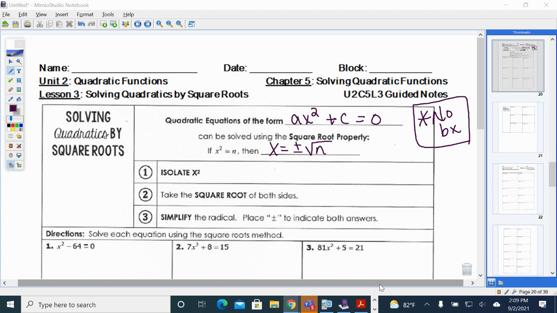ax squared plus c is equal to 0 can be solved using the square root property. And the square root property says if x squared is equal to n, then x is equal to the positive and negative square root of n.